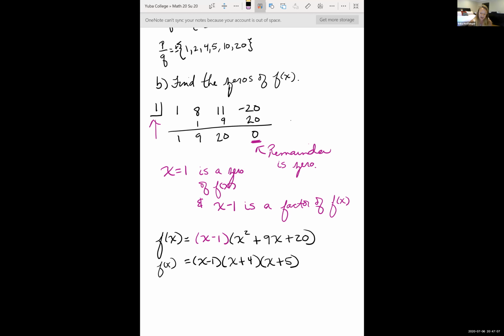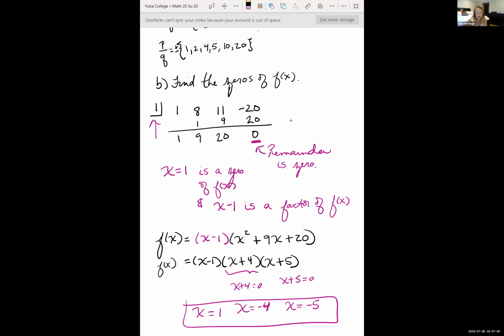And so from there, without going and testing using synthetic division, I can tell what the remaining zeros of f of x are. So x plus 4 is equal to 0 when x is negative 4. X plus 5 equals 0 when x is negative 5. And then we already saw x minus 1 was 0 when x was 1. Those are all rational numbers, and they were all in our list up here.